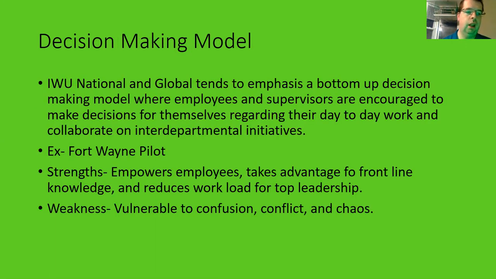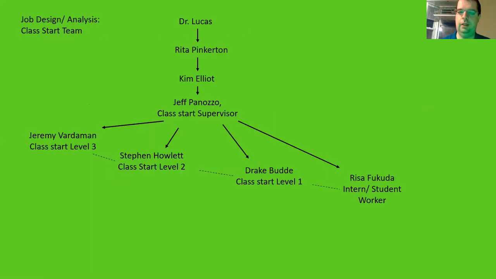Decision-making model. We discussed this already a bit. They prefer the bottom-up decision-making style, where lower individuals are empowered to make their own decisions. The example being the Fort Wayne pilot. The strength is that it takes advantage of frontline knowledge and reduces workload for top leadership. Weaknesses, it's vulnerable to confusion, conflict, and chaos.